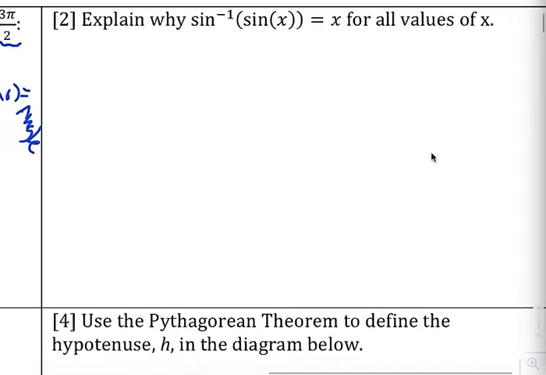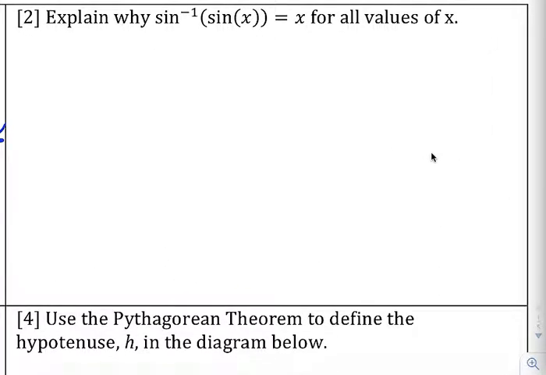Let's slide over. Explain why the inverse sine of the sine of x equals x for all values of x. Well, this is actually a pretty straightforward answer. It's going to be the same because these are inverses. Sine inverse and sine are inverse functions, and the explicit purpose of an inverse function is to undo the action of the function. You've seen this for quite a few years, probably as early as middle school, when we started solving equations.